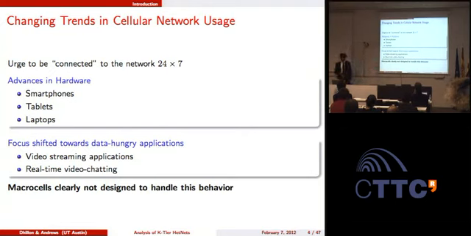But recently, there have been some changes in the trends, the way we use networks. There has been an urge to be connected to the network 24/7. You probably use your Facebook right after, in the coffee break. That's what has been happening for a few years now. You really want to be connected. Maybe it's your phone, maybe it's your laptop, maybe it's your tablet, but you want to be connected to the network. Even if you don't have anything useful to do, you will watch a YouTube video. So that has been putting a lot of pressure on the networks.